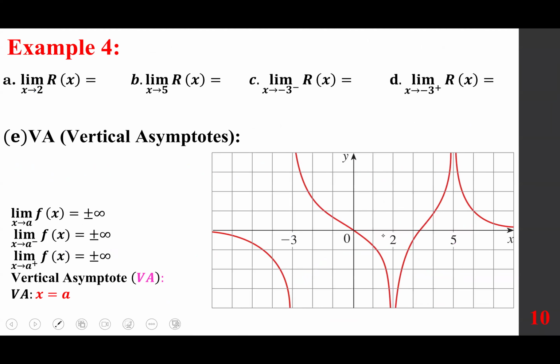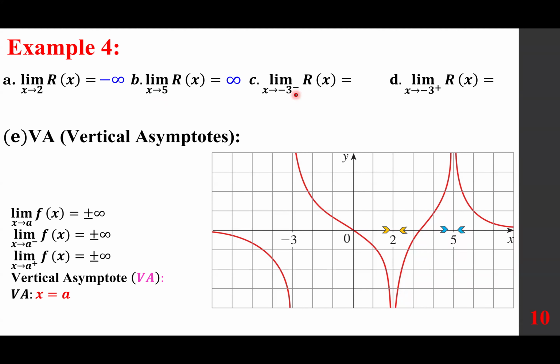We want to find the limit of R of x as x approaches various numbers, reminding you of the definition of a VA, vertical asymptote. If the limit of f of x as x approaches a, or a from the left or right, is negative or positive infinity, then x equals a is a vertical asymptote. So starting with 2, we find number 2 along the x-axis and we approach it from the left and right. Both of them seem to go to negative infinity. Limit of R of x as x approaches 5, we approach 5 from the left and right along the x-axis. So the answer is positive infinity.